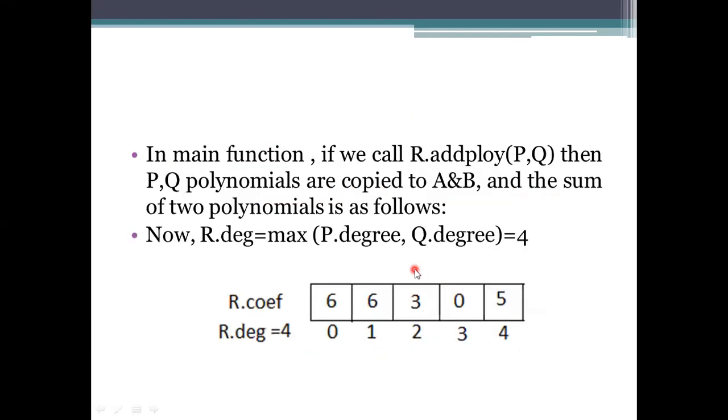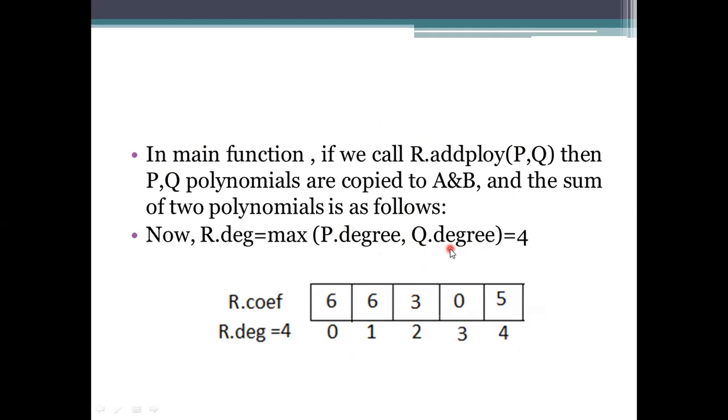So the resultant polynomial will be the max of the degree here. What we are doing is we are having the P and Q. This P and Q will be taken as A and B. It means they will be read as A and B. What it is taking is the values here.